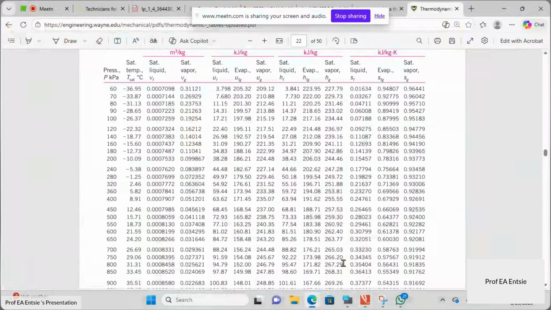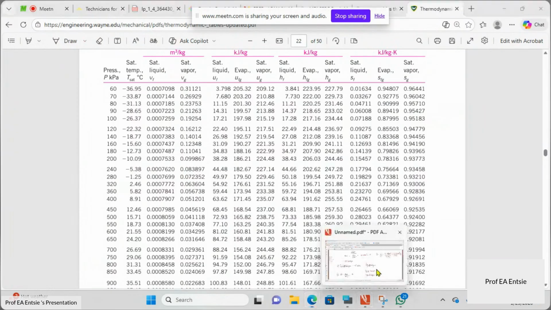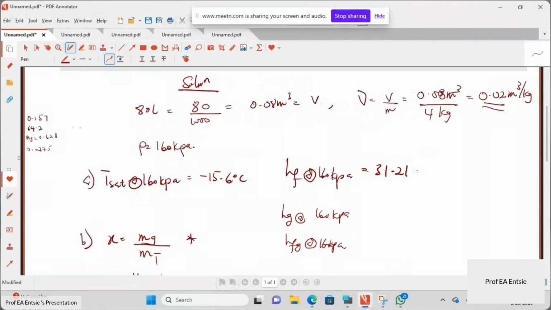So let's see. Yes, I said it. Hfg is here. So 160 kilopascal, we trace it beautifully. The Hfg there is 209.9. 209.9. But if you don't know, you can use the Hg, which is 241.11 minus the Hf, that's 31.21, and you should get the same answer as 209.9. So that's Hfg. Then what is my Hf? That's 31.21. Very simple. That's 31.21 kilojoules per kilogram. That's the unit of the enthalpy.